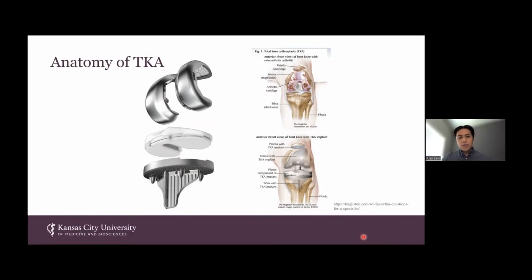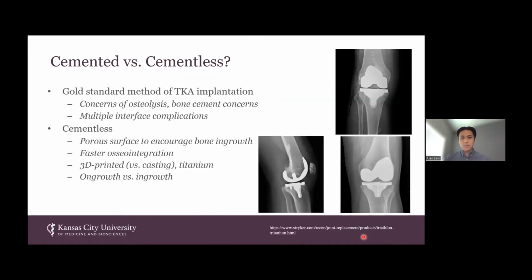Now that we know what a knee replacement looks like, I want to briefly go over some of the fixation methods that you can have in terms of the implantation process. And mainly you're dealing with 2 methods here. We'll go over the first one. You have cemented. This is usually considered the gold standard of how you put in a knee replacement.